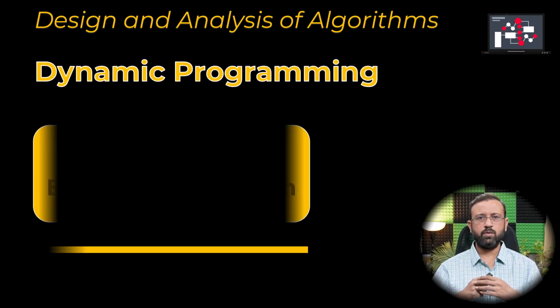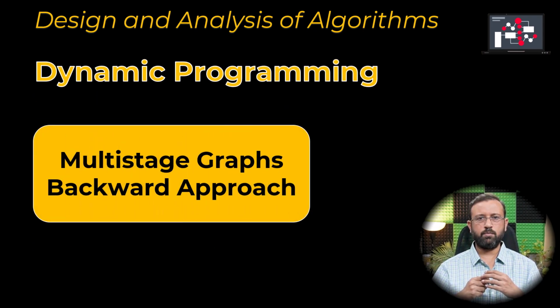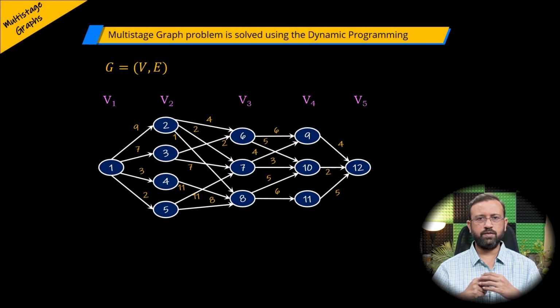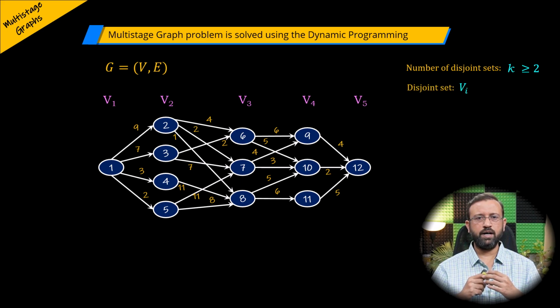In this video, we will look at how to solve the multi-stage graph problem using backward approach of dynamic programming. In multi-stage graphs, the vertices of the graph are partitioned into k disjoint sets where k is greater than or equal to 2. The disjoint sets are represented by Vi where i ranges from 1 to k, and each disjoint set Vi defines a stage in the multi-stage graph.